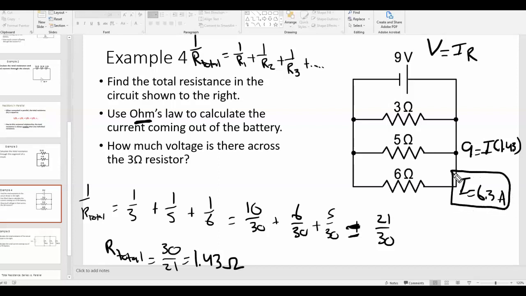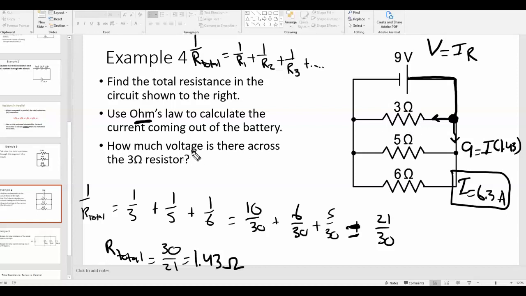Now, unlike in the last example we did with the series circuit, the current is not going to be the same everywhere in the circuit, because the 6.3 amperes is going to come out of the battery, hit this junction right here, and split. Some of the current's going to go that way, and some of the current's going to go that way. So I don't know the current everywhere. All I know is the current coming out of the battery.